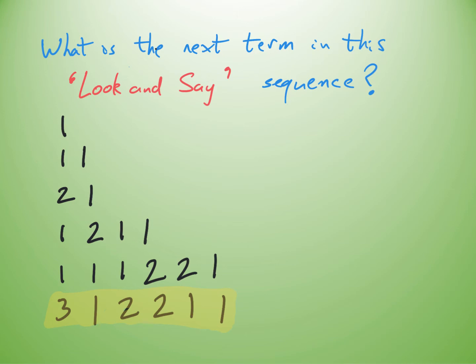Let's just push the sequence on a little bit further to see how it develops. So the next term will be 1, 3. Then we have 1, 1. Then we have 2 2s. And then we have 2, 1.